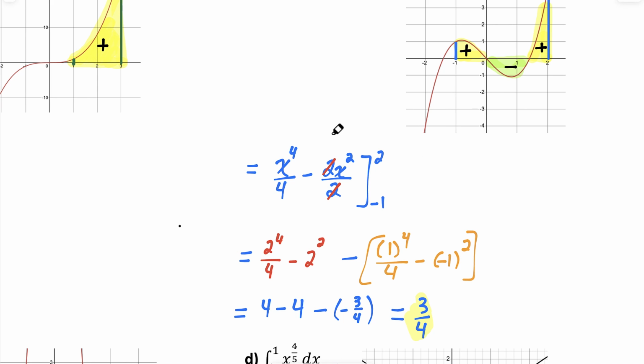If I look back at my diagram, those two yellow areas are definitely more than 3/4, but that green area, which is negative, is going to make the total definite integral decrease down to 3/4.